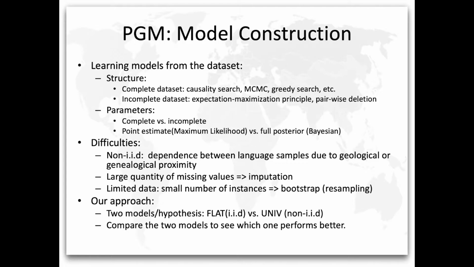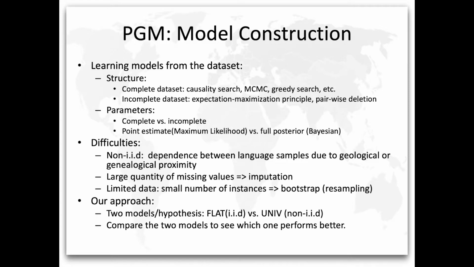There are 3 difficulties. The first one is a non-IID problem, which refers to the dependence between language samples due to geological or genealogical proximity. The second one is a large quantity of missing values, which can be tackled using imputation methods. And the third one is limited data, a small number of instances, which can be solved using bootstrap, like resampling techniques.